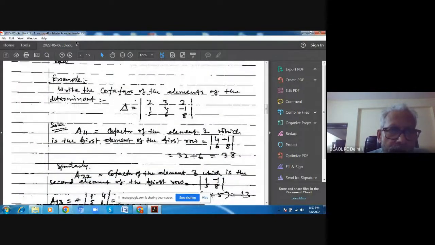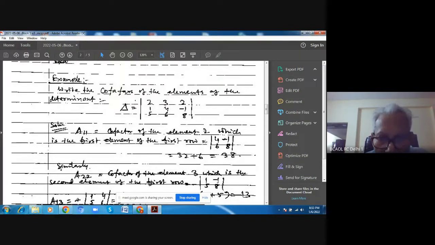For example, now write the cofactor of an element of the determinant. Suppose this is the determinant. Try to find out the cofactor. Simply, that is A11, the cofactor of the element 2. A11 is basically this area. This is the element here. This element 2 is given. So in respect of 2, we have to identify the cofactor.